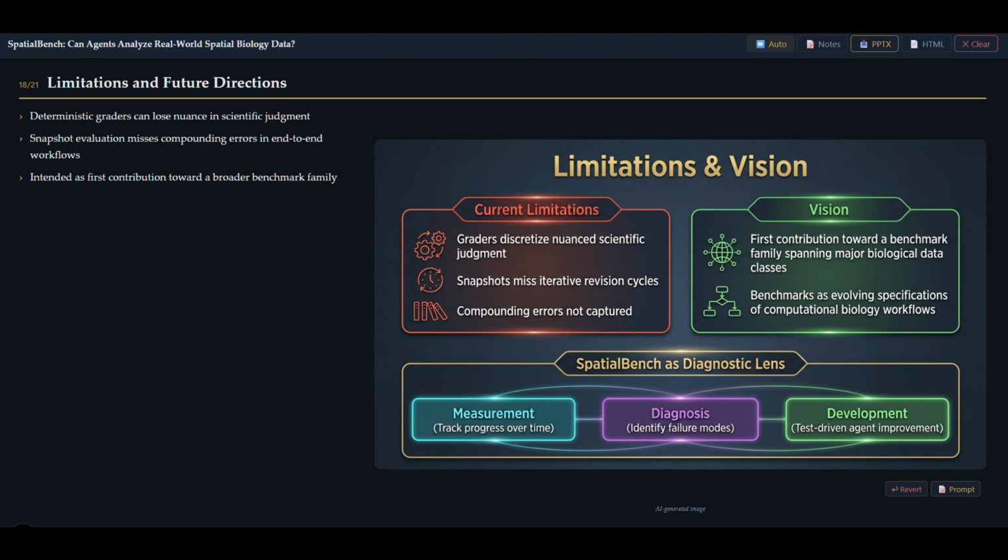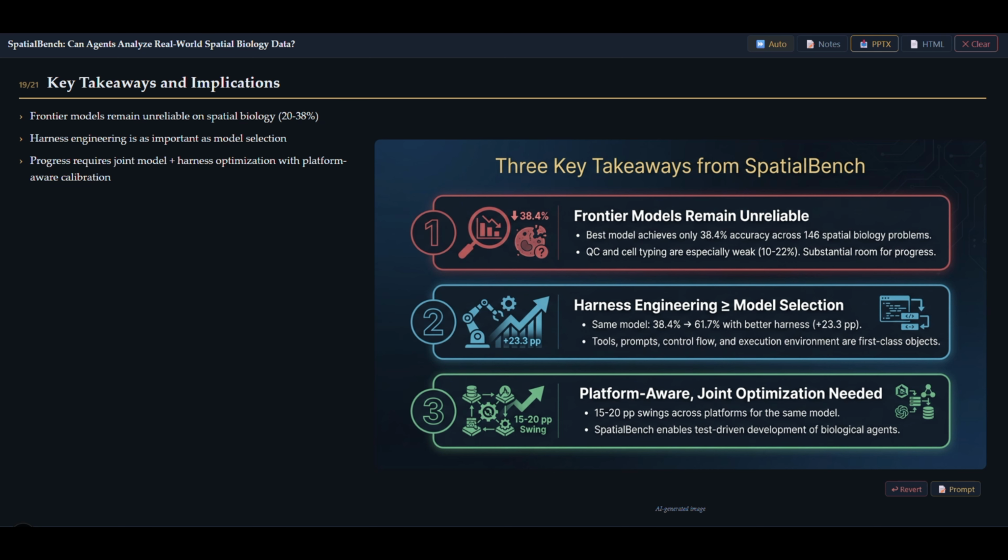First, frontier models remain unreliable on spatial biology. Even the best achieves only 38.4%, with QC and cell typing especially weak. There's substantial room for progress.